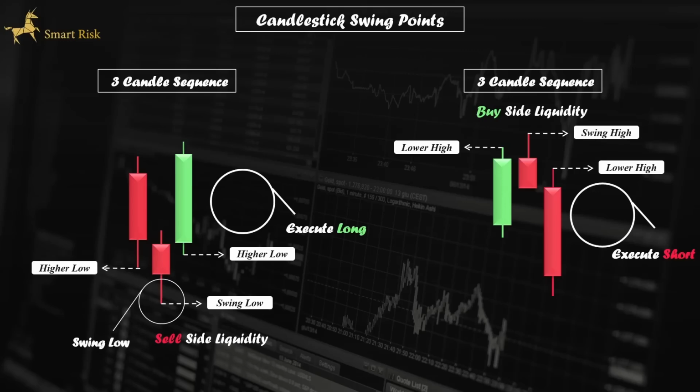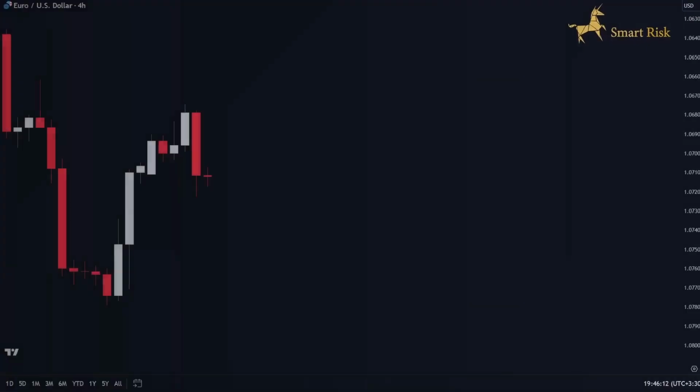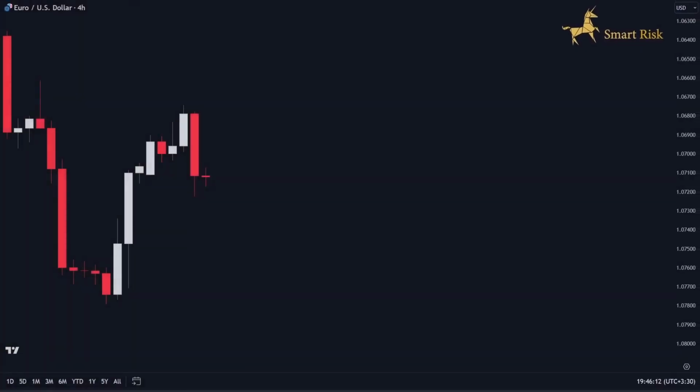Now let's proceed to the real chart and see more examples. Here we have the Euro-Dollar 4-hour time frame on the screen. Now, we are going to identify the swing points as the potential buy-side and sell-side liquidity areas on the chart. Let's start by identifying the most recent swing points within this bullish rally wave. Can you point out where these swing points are located on the chart?